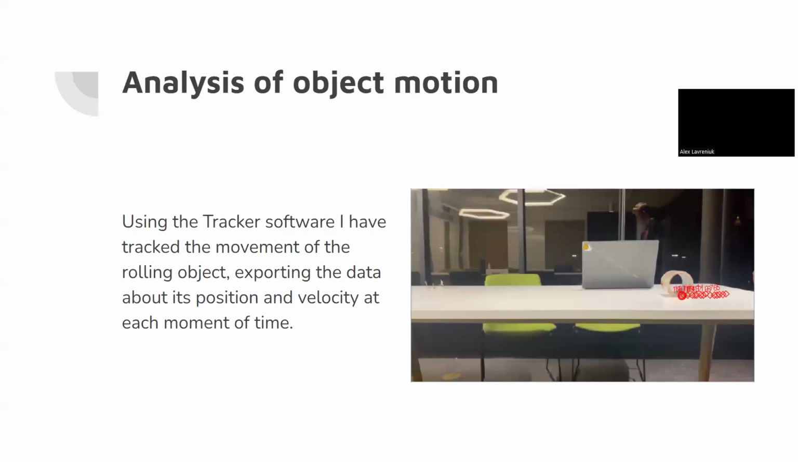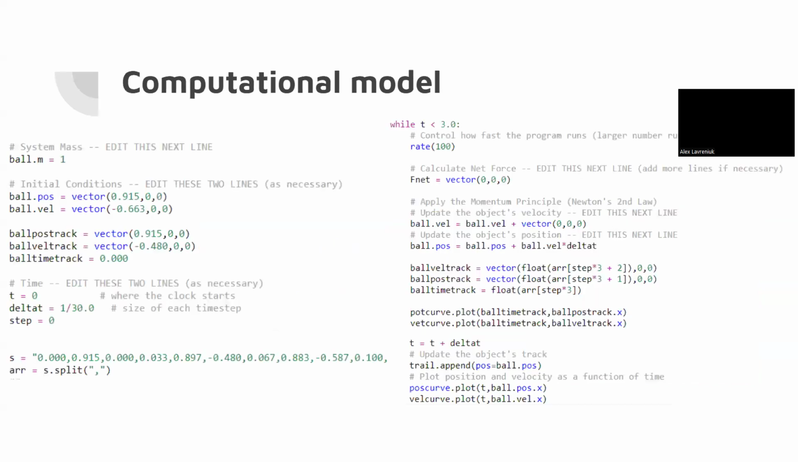So, firstly, let's get to the tracker software. It was a software which we used to track the motion of an object which was rolled on a smooth surface. And we exported the data about its position and velocity and plotted the graphs. We plotted them using the computational model, which also helped us model the predicted velocity and the position in this situation.